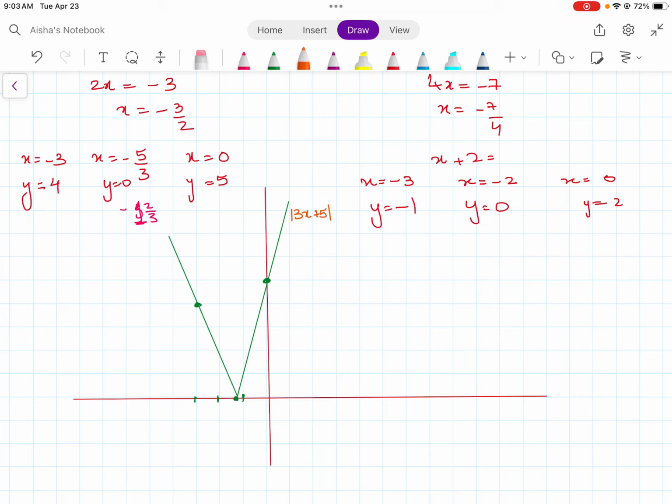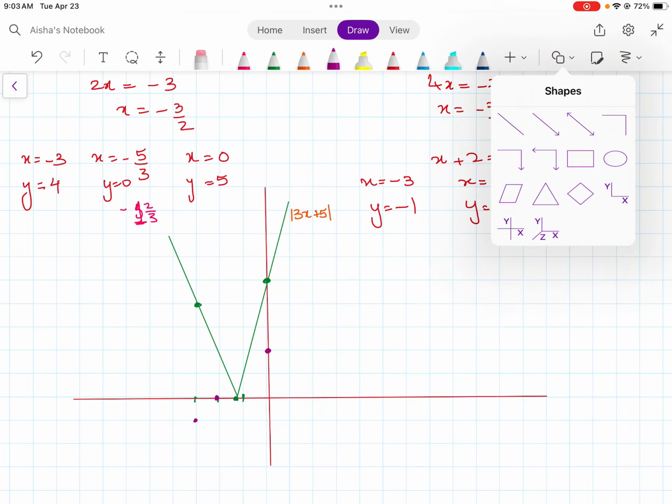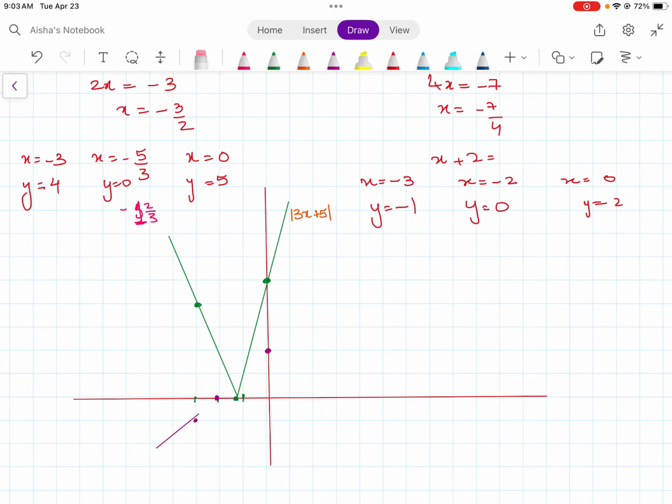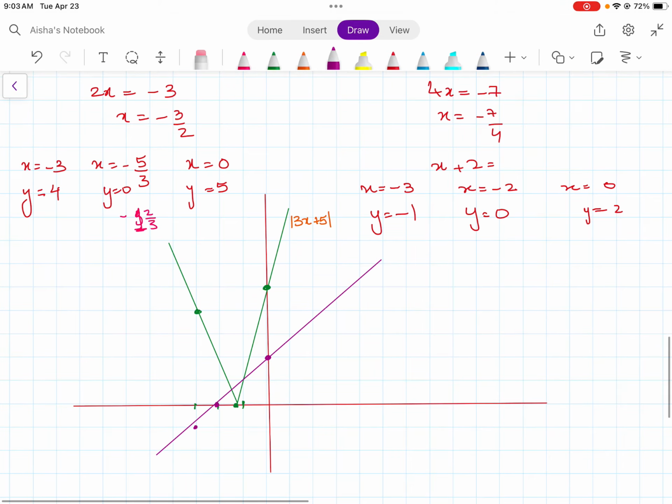Now comes the graph of x plus 2. When x is minus 2, y is 0. When x is 0, y is 2. And when x is minus 3, y is minus 1. So let's draw a line. The line intersects at 2 points.